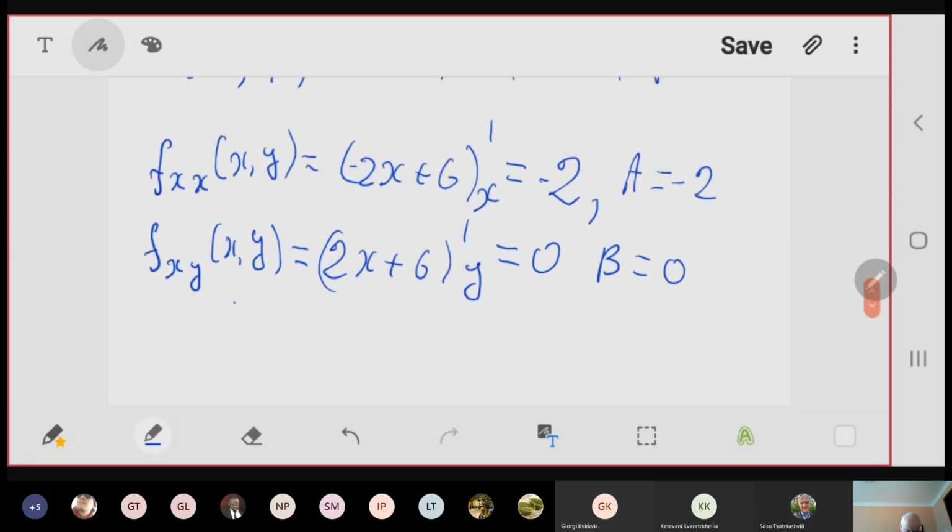And finally, C, f_yy. Oh, here I made a mistake again. Here should be minus, but it can't affect the result. So f_y is minus 2 times y plus 8, and it's minus 2 again. Do you agree? Yes.